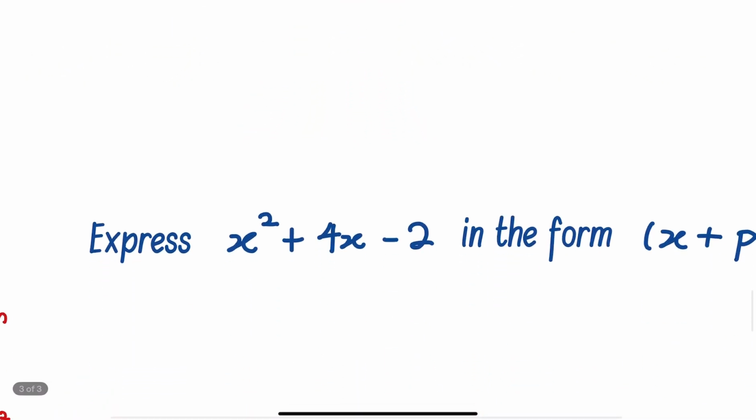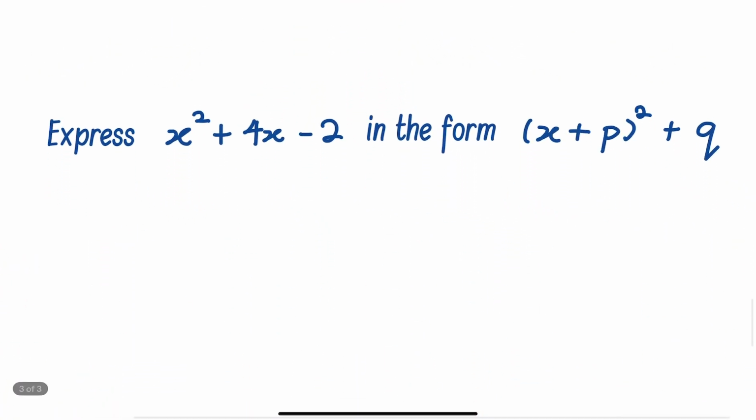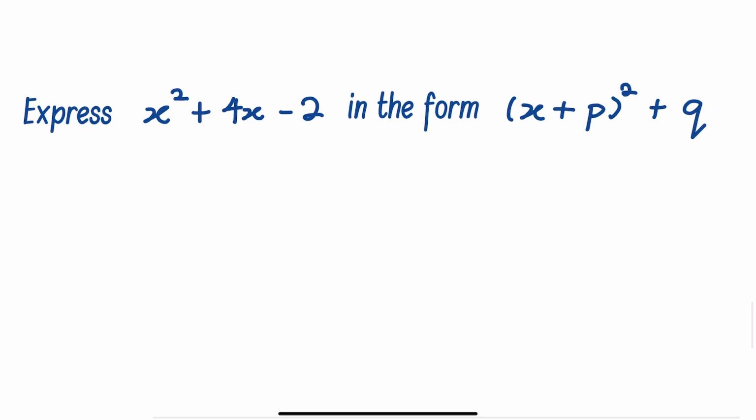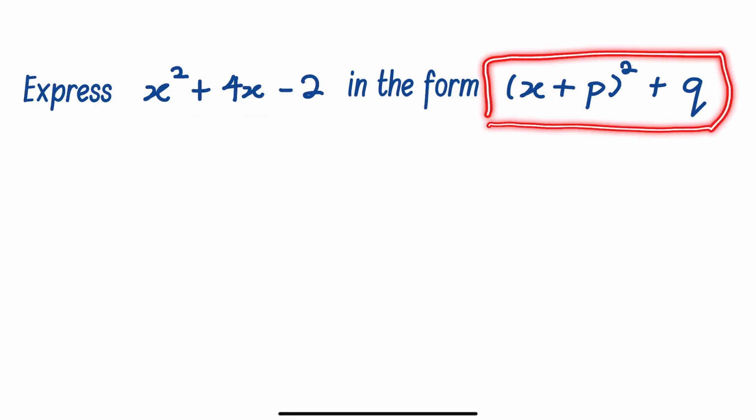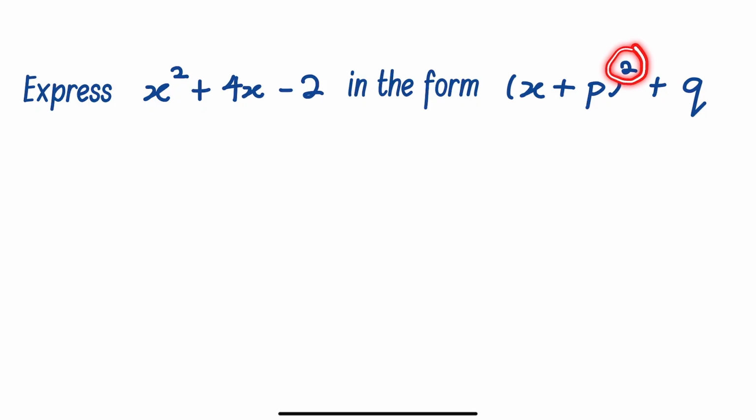So let's look at one simple example. Usually for completing the square questions, you are given a quadratic expression like this, and you are supposed to convert this quadratic expression into this completed square form over here, whereby you see something square plus another number. P and Q represent numbers which you need to find. So how to do that?